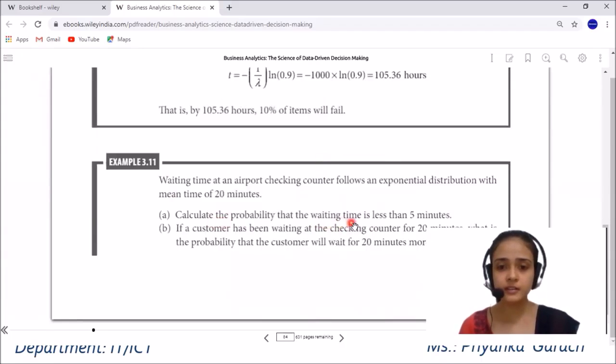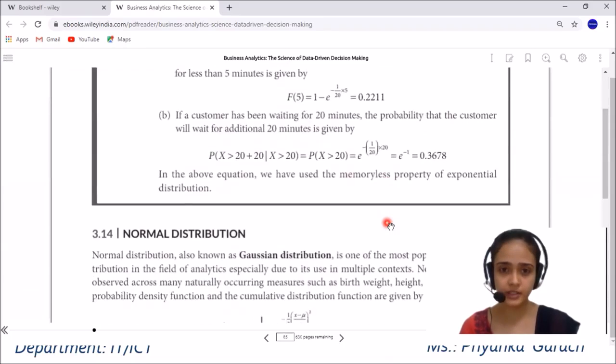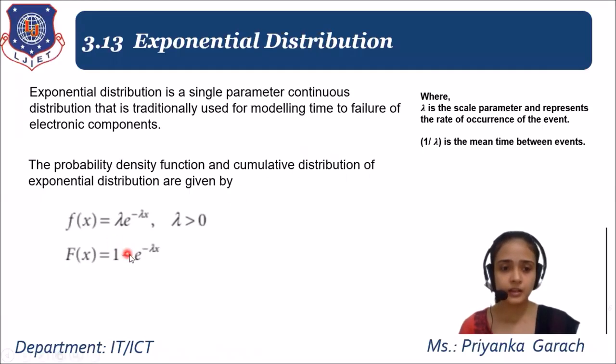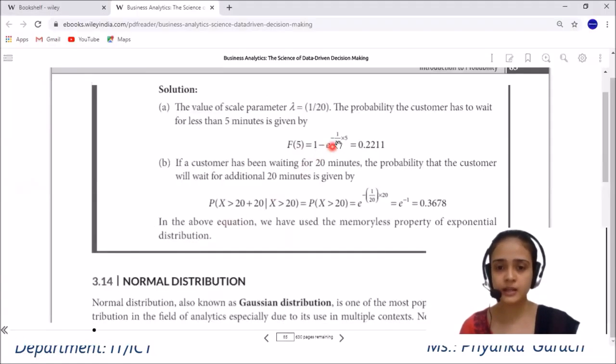Calculate the probability that the waiting time is less than 5 minutes. Waiting time less than 5 minutes means you have to make use of the cumulative distribution function, that is, the CDF. So just put the formula of the cumulative one: F of 5 is equal to 1 minus e raised to minus lambda x. So 1 minus e raised to minus 1 upon 20 into 5, because my value of x is 5. So you will get the answer.